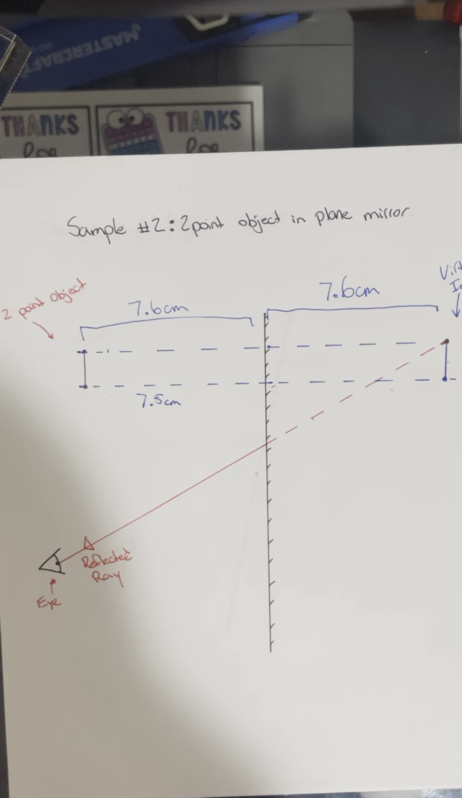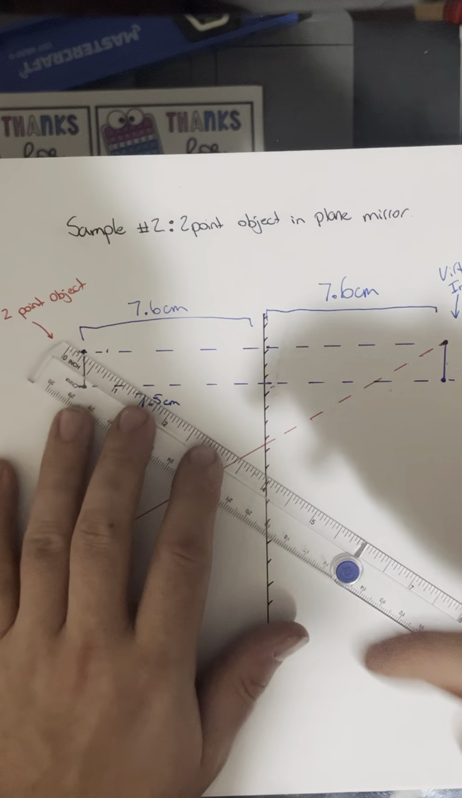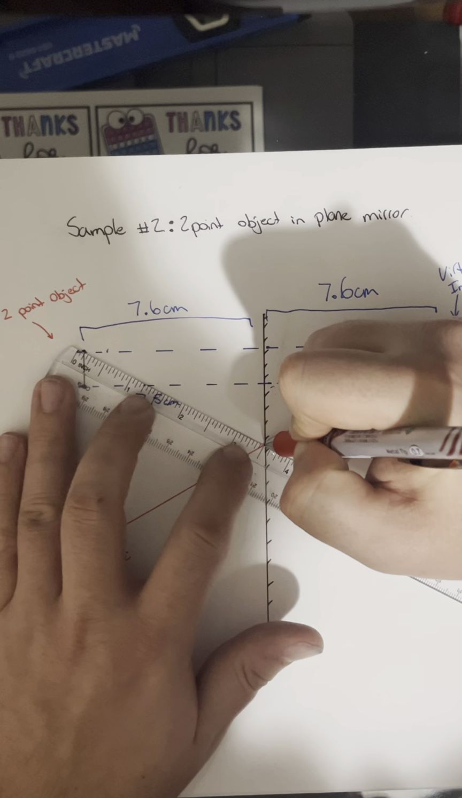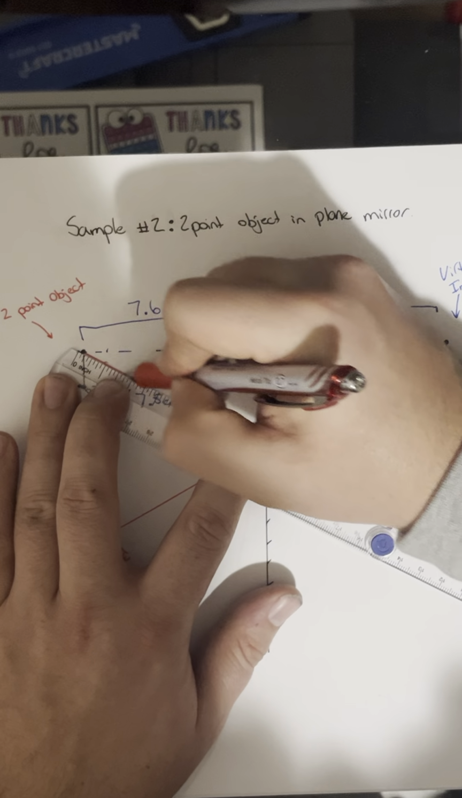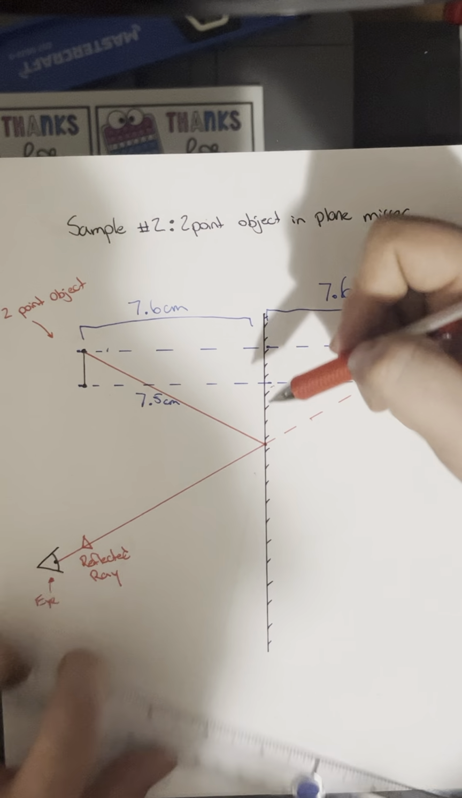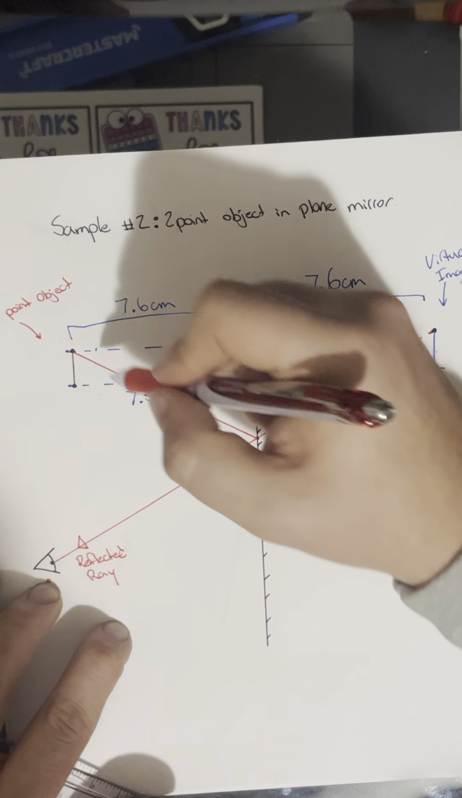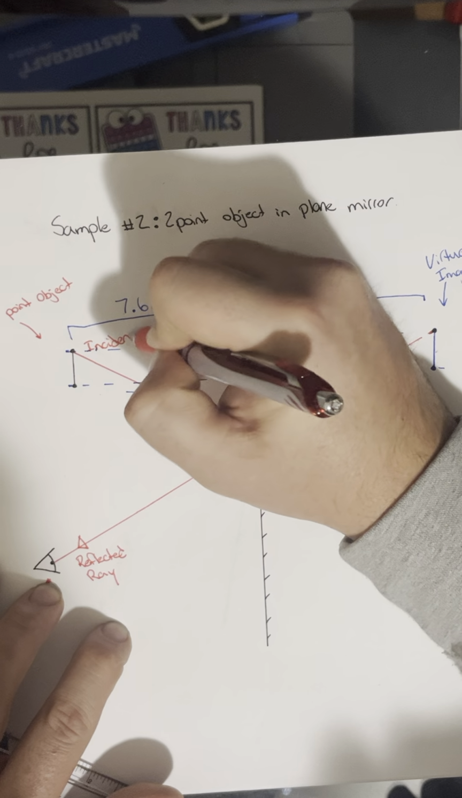And then we can follow that back to the top point on the object. And this is going to be my incident ray. Again, running from the point where the reflected ray intersects with the mirror, this here I can show with an arrow going towards the mirror. This is my incident ray.